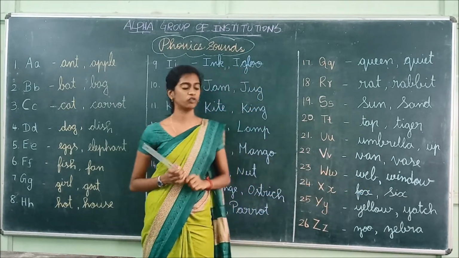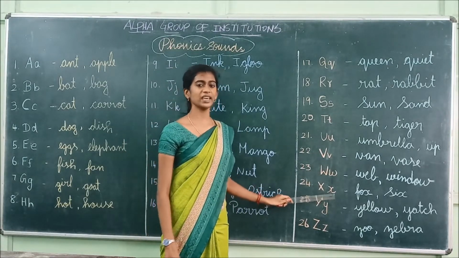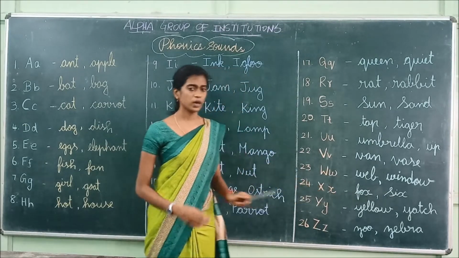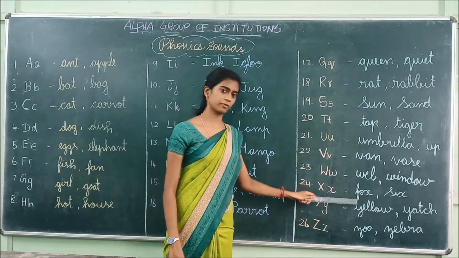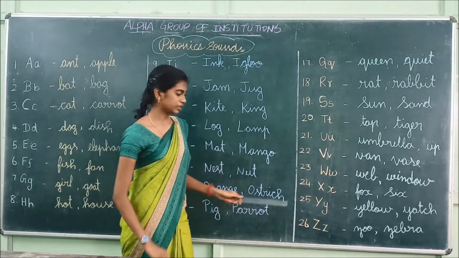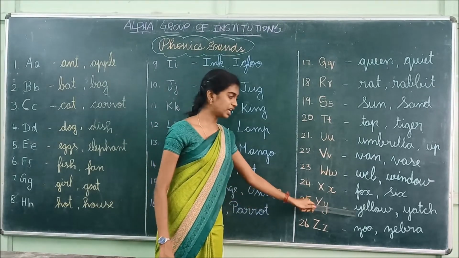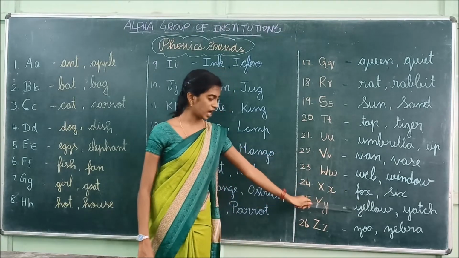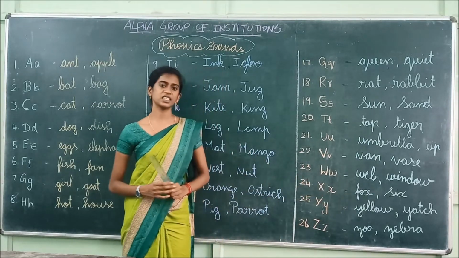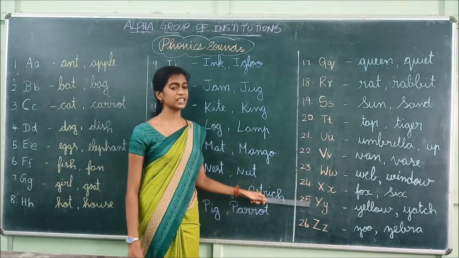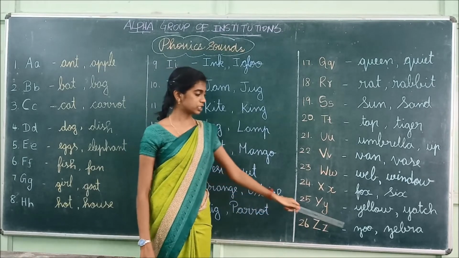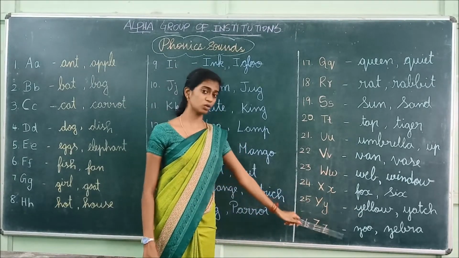And what is the spelling of window? W-I-N-D-O-W, window, so W. And the next one is X, okay, X, so fox, six, okay, fox, six, what is the spelling of fox, F-O-X, fox, what is the spelling of six, S-I-X, so this sounds as X. Next one is Y, okay, Y, yellow, yacht. Okay, yellow, yacht. Y-E-L-L-O-W, yellow, Y-A-C-H-T, yacht. So this sounds as Y. And last one is Z. Okay, this is Z.